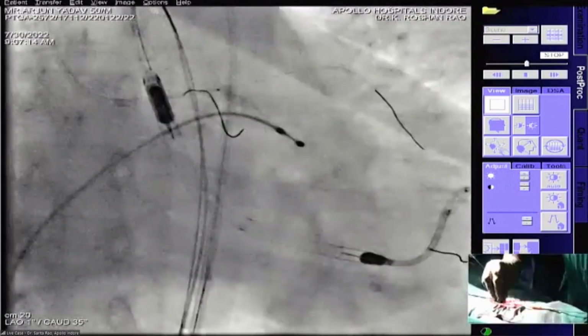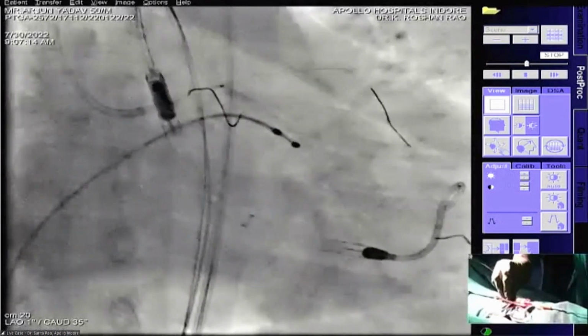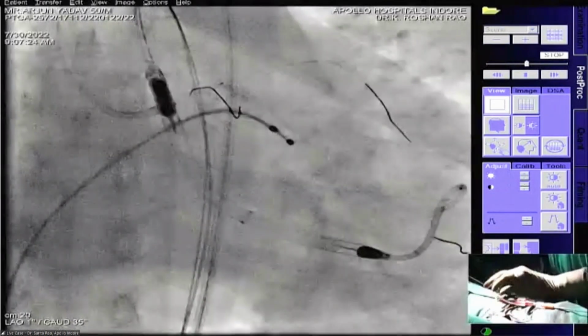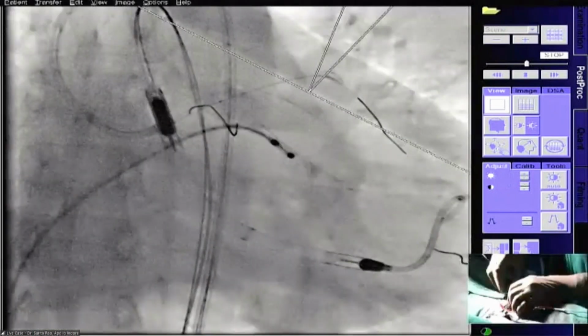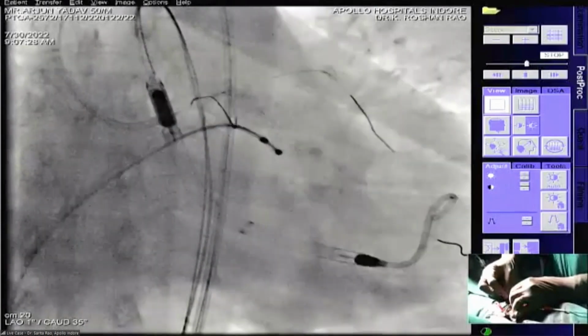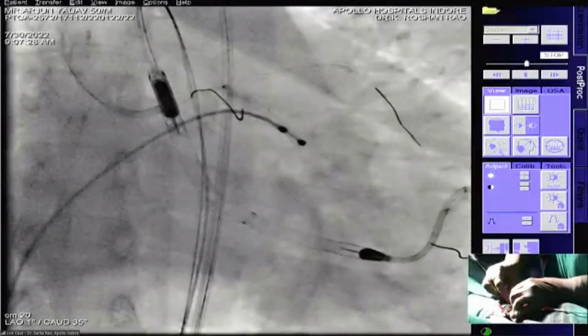Do you often take a wire in the aortic sinus, or is it only for this case? For this patient, because of the ostial disease, I wanted a flotation wire to tell me where to place my stent. Yes, please.